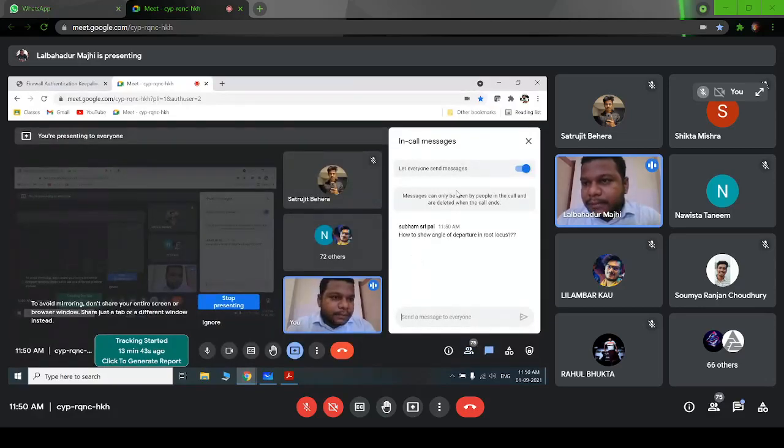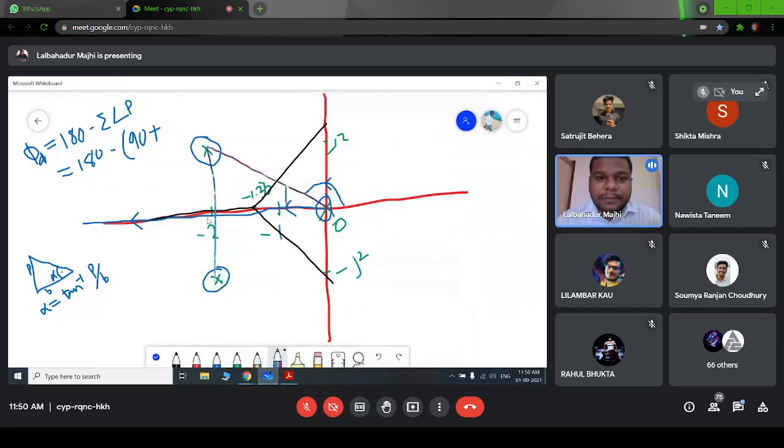How to show angle of departure, I am not going to do that. So first let's calculate the angle of departure. What is the length of P in this right angle triangle? Anyone? So 2, right? The length of P is 2, because in this case we have plotted it against this j2.